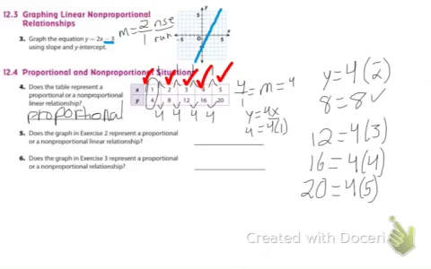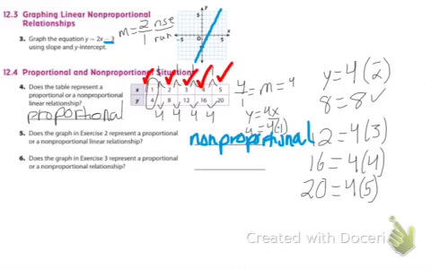Now 5, does the graph in exercise 2 represent a proportional or non-proportional relationship? We did exercise 2 in a previous video, but in exercise 2, we did have a y-intercept of -1, and if there's a y-intercept that's not through the origin, or the y-intercept is not 0, then it is non-proportional.